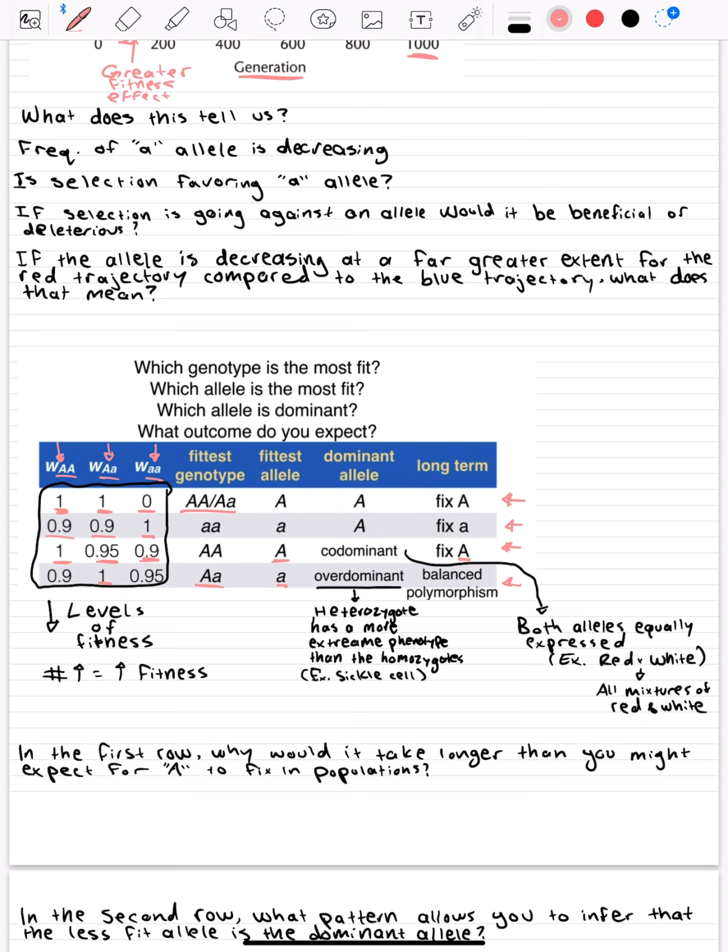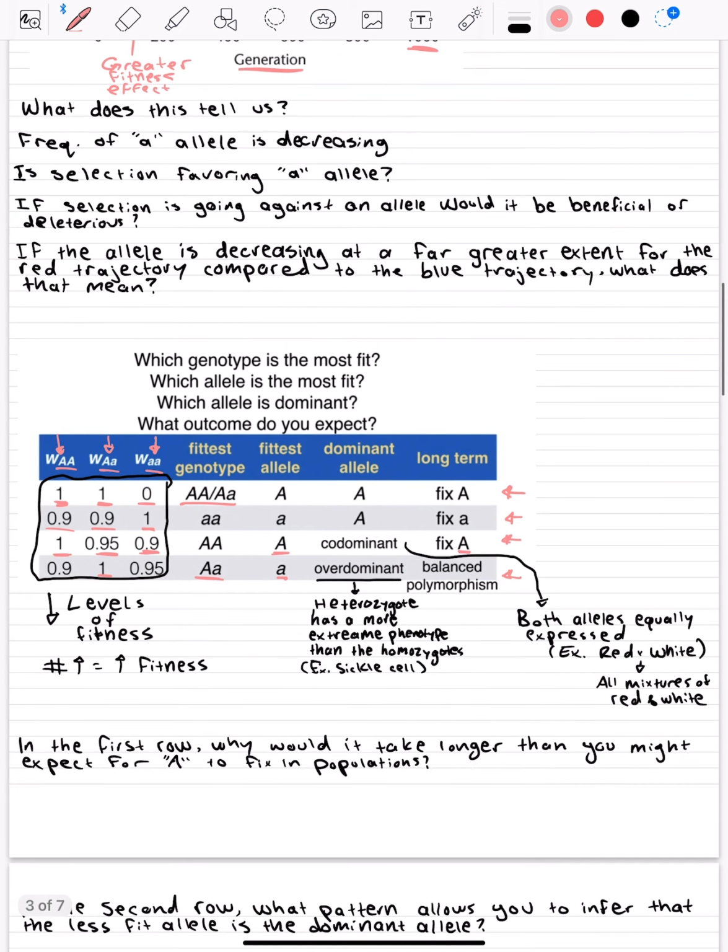An example of that would be sickle cell anemia, a condition in which an individual has two recessive alleles, which causes a person to have sickle cell anemia. However, for individuals living in areas with high malaria, you'll find that a heterozygote has the greatest fitness, or more resistance to malaria, as compared to the homozygous dominant and homozygous recessive individuals.